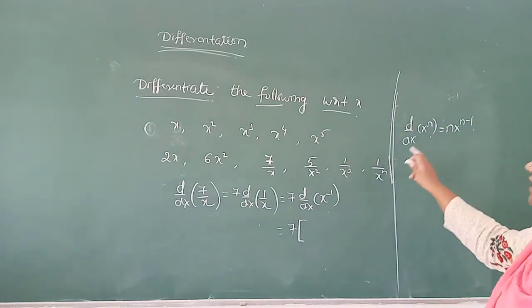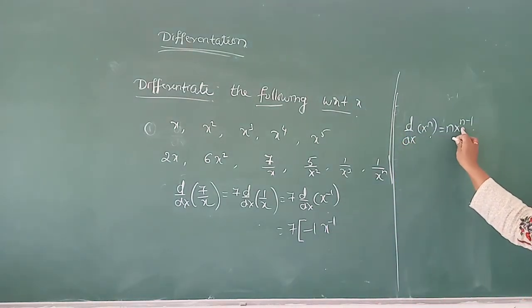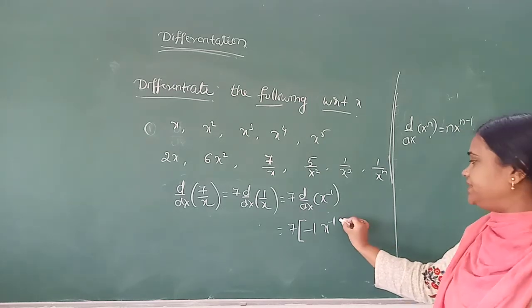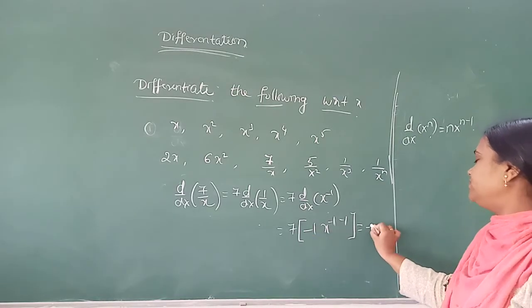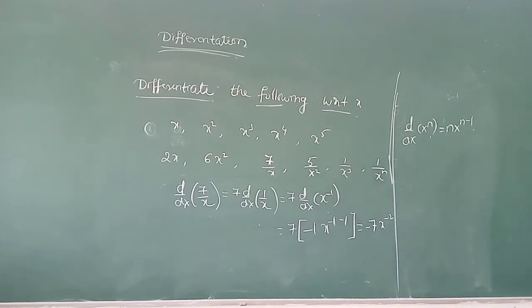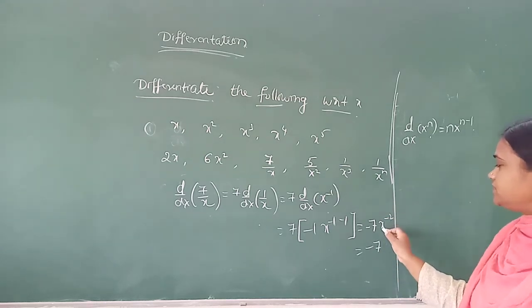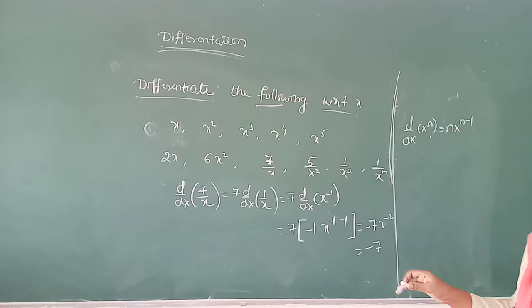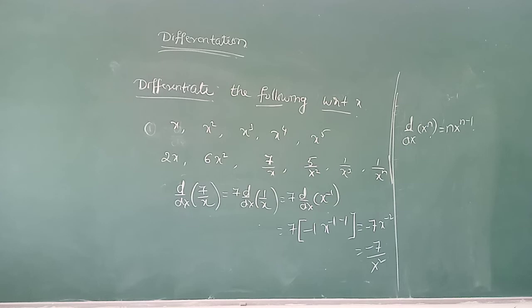We get it is 7. Apply the formula. n is what here? Minus 1. Minus 1 x to the power minus 1 minus 1. n is minus 1 and another minus 1 we are writing as it is. We will get 7 into minus 1, we will get minus 7 x to the power minus 1 minus 1, which is minus 2. Okay. Or else we can write this minus 7. If we need this to be positive, then we can take it to the denominator: 7 by x square. Okay.